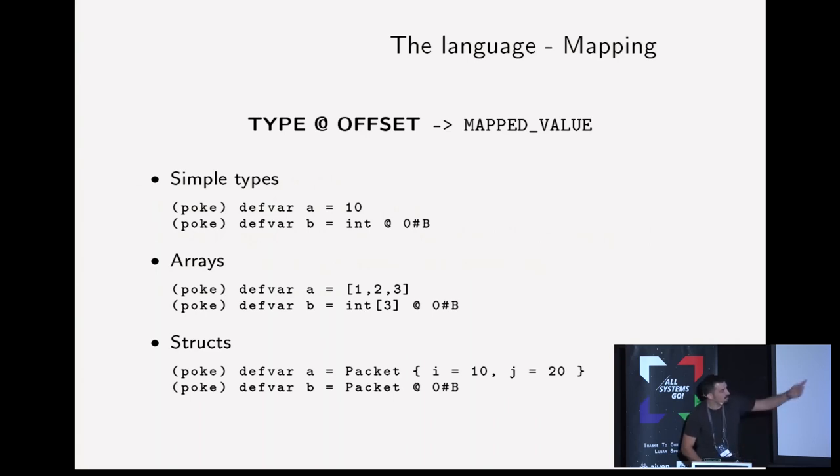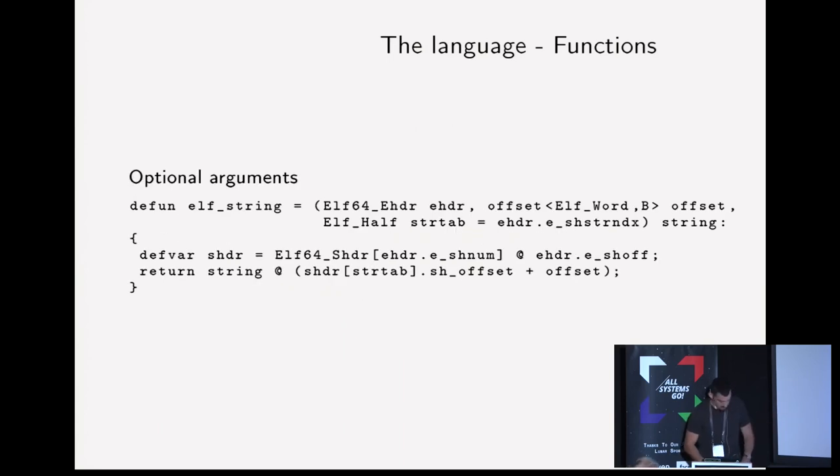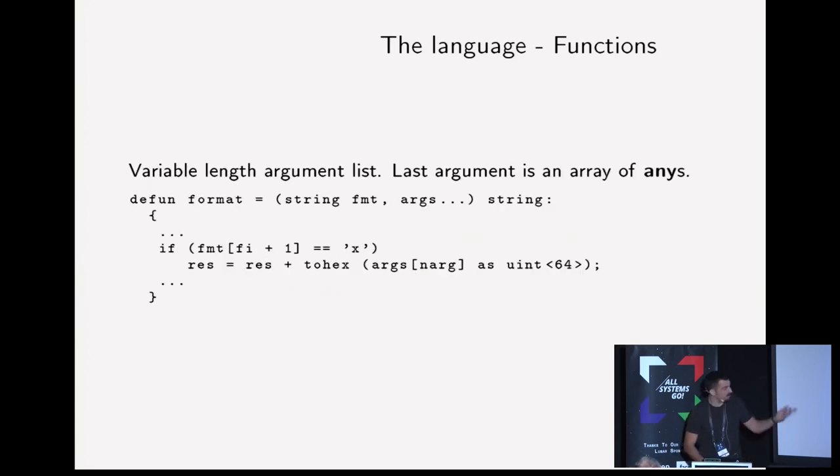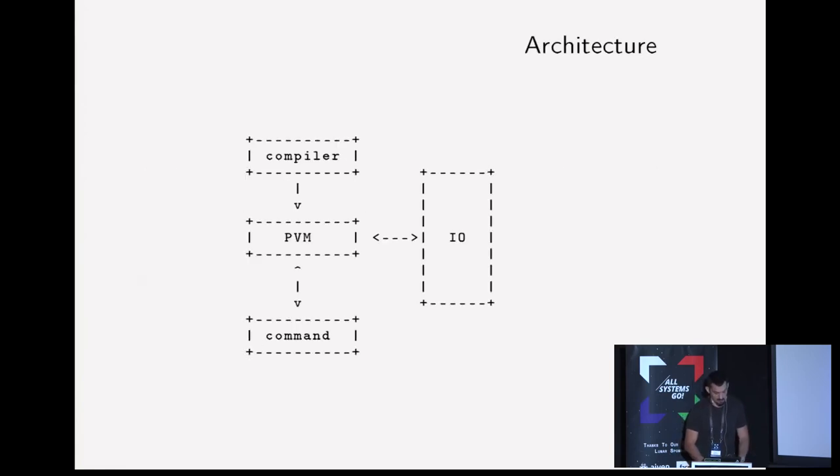So this is the mapping, what they have been telling, right? You use the map operator, which is like that. Now, in POC, you have functions, right? It is, again, basically a scope. It is nice. It supports optional arguments. It supports variable length argument list too, as an array of any. Also, I am a huge fan of Algol 68, and one of the things I like most about Algol 68 is that if a function doesn't get arguments, you can use it the same way as if it was a variable, which I like very much.